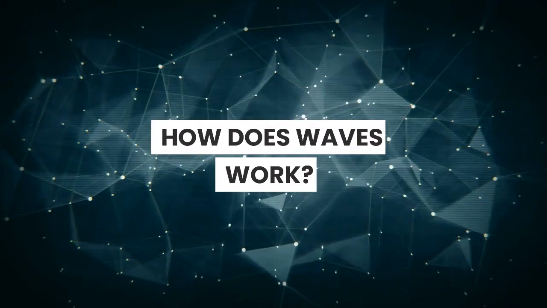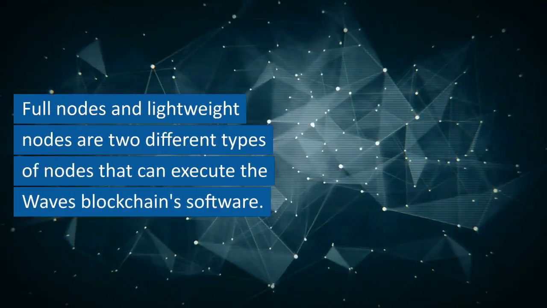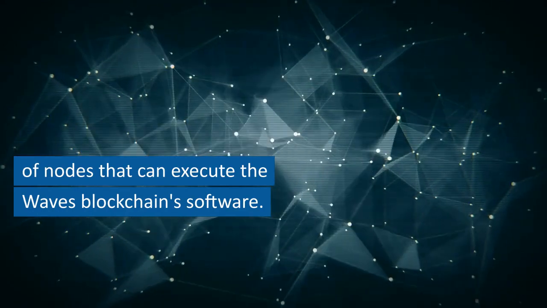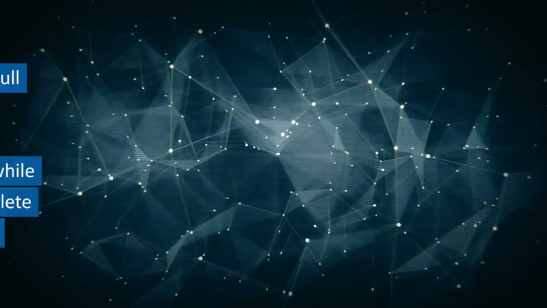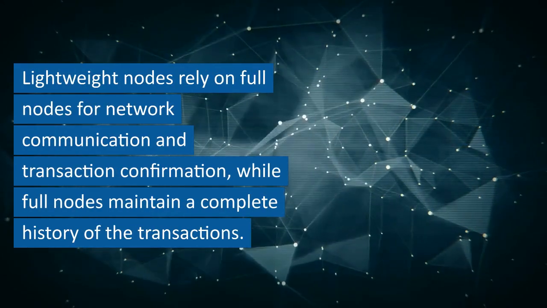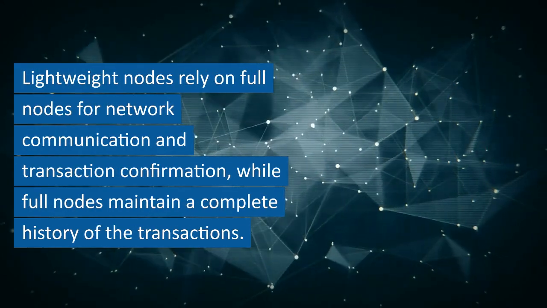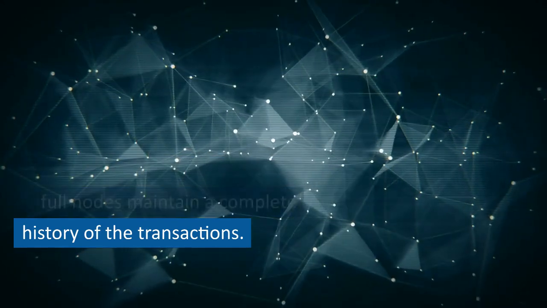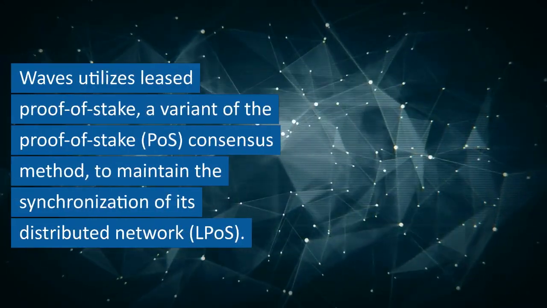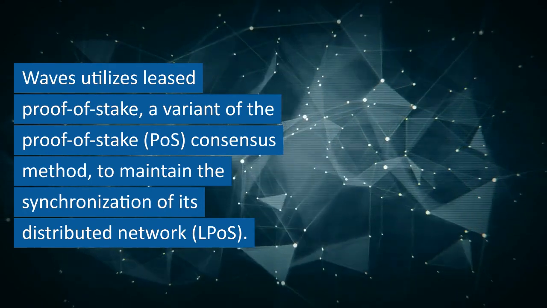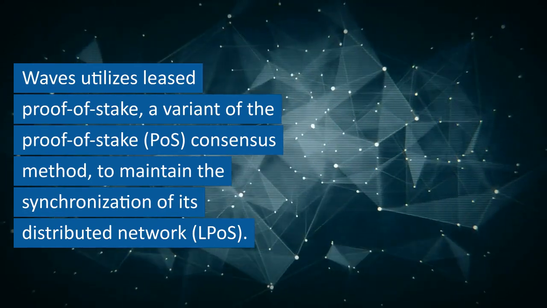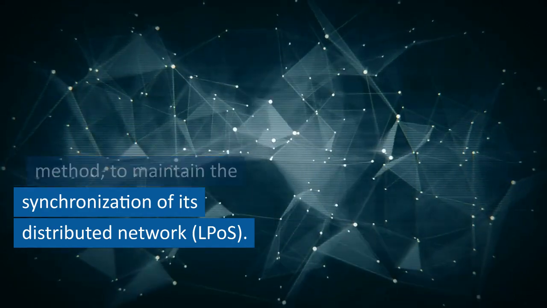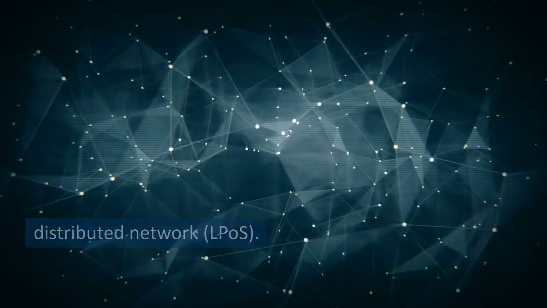How does Waves work? Full nodes and lightweight nodes are two different types of nodes that can execute the Waves blockchain software. Lightweight nodes rely on full nodes for network communication and transaction confirmation, while full nodes maintain a complete history of the transactions. Waves utilizes leased proof of stake, a variant of the proof of stake consensus method, to maintain the synchronization of its distributed network, LPoS.